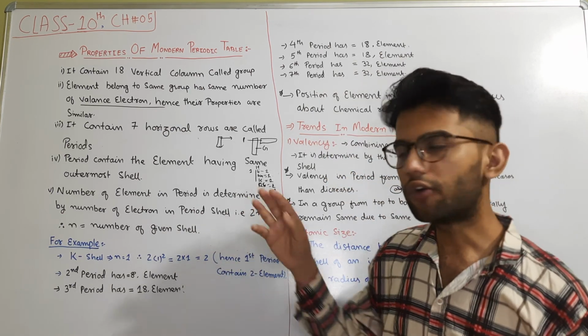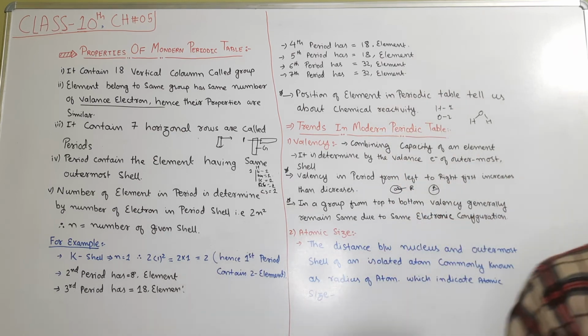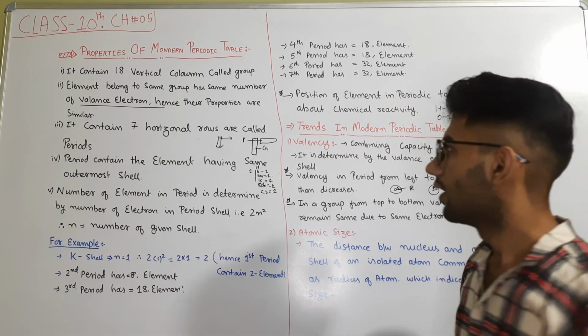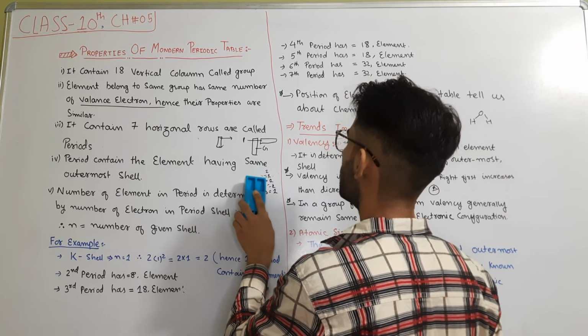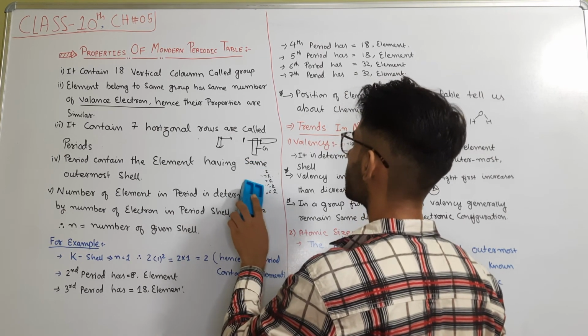Is that clear? Now we move ahead. As you all know, we have said that the vertical columns are known as groups and the horizontal rows are known as periods.